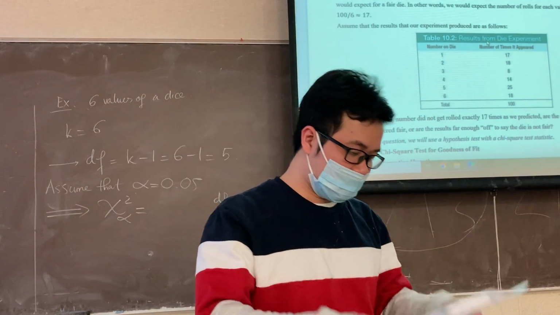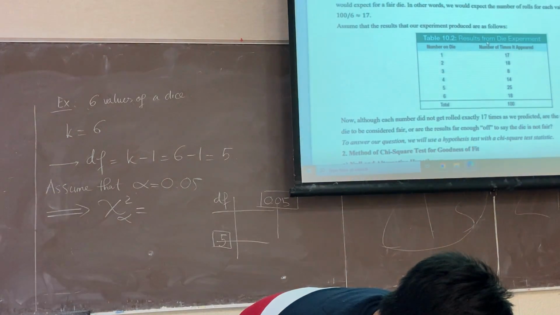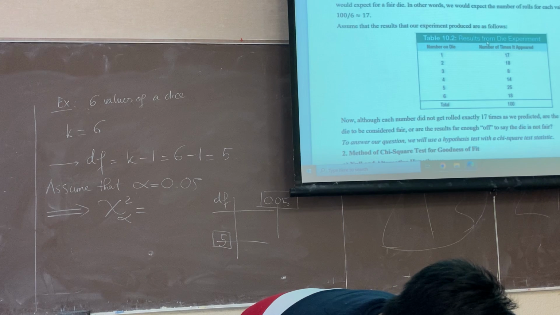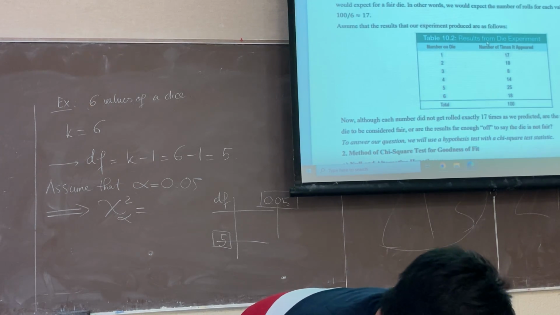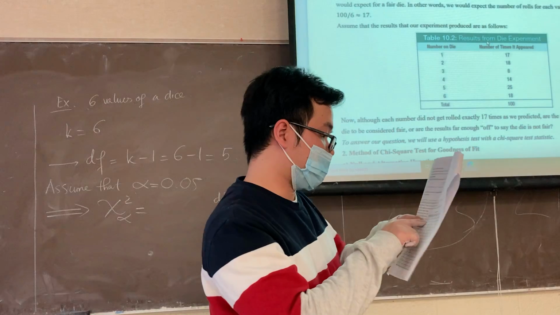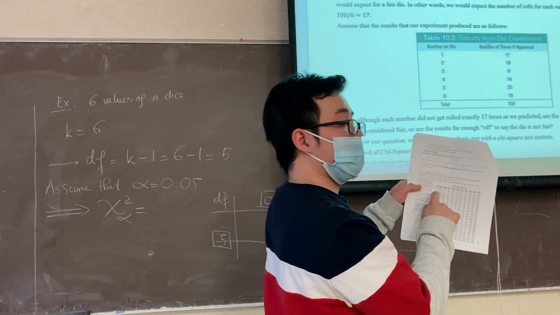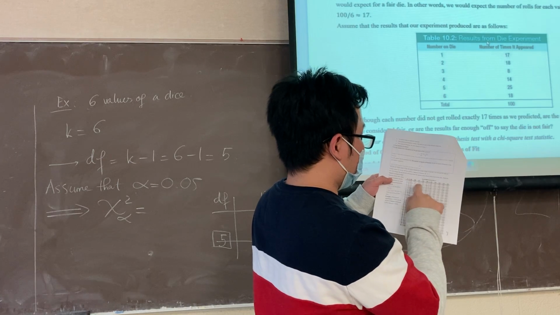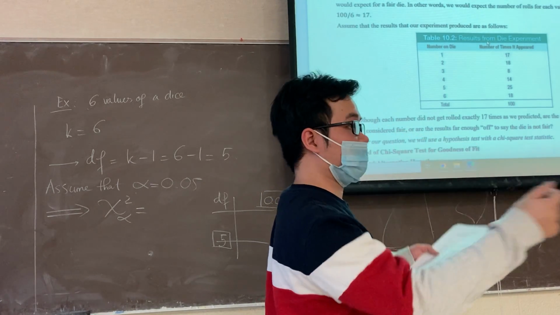Okay, Liz, please. 16 point. Let me see. 0.05. Okay, not 16. So you can look at this. DF is 5, right? So you look at the 0.05 here, and after that you make the intersection. It's not 16.